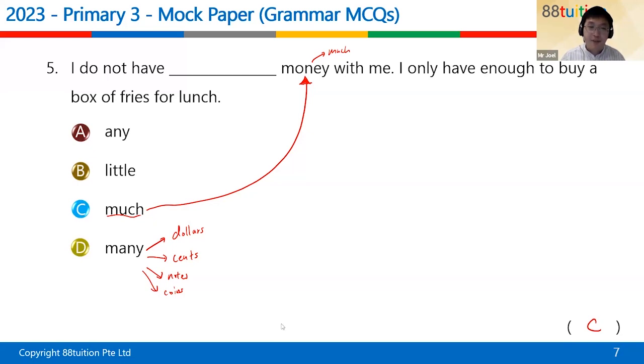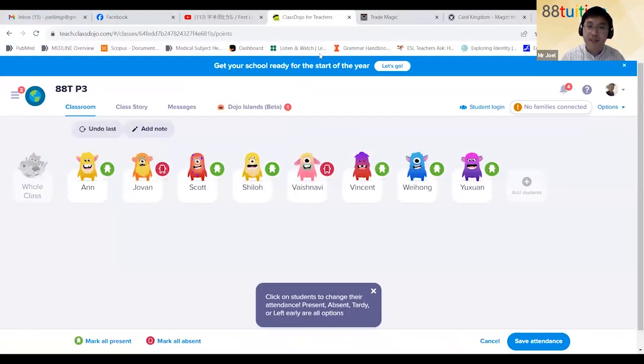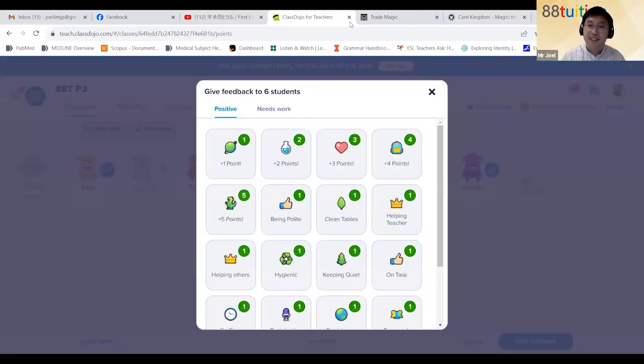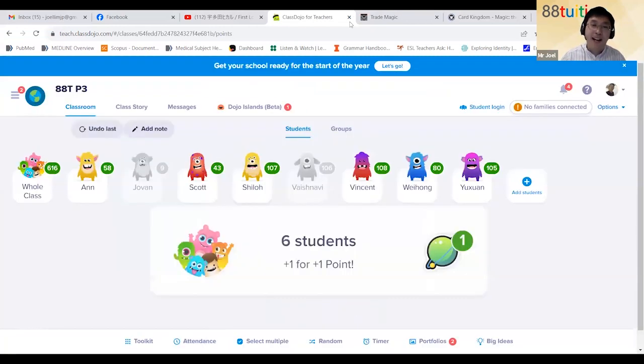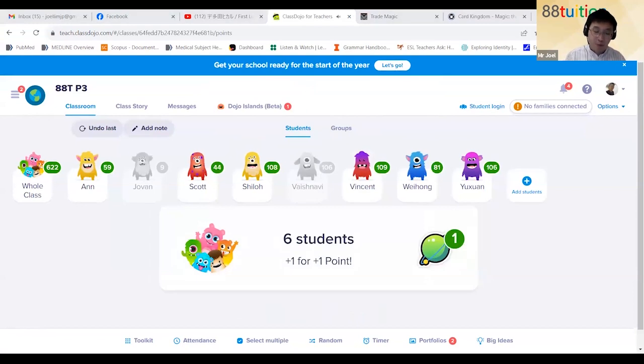Okay, and what did you do to your book, Wei Hong? My goodness. All right, moving on to the next part. All right, so select all. Everyone gets 1 point. Good. Oh, it's a cut out book. Now I understand. Okay, moving on.